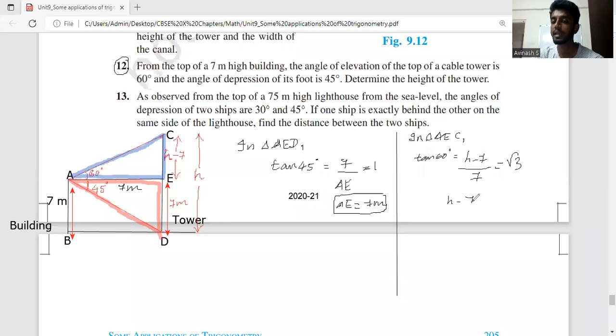So the next step you get H minus 7 is equal to 7√3, and you get H equals 7√3 plus 7. Minus 7 goes to the right side, becomes plus 7. So this 7 can be taken as common out. You get 7(√3 plus 1) meters. So this common out step is not so important, but it's better you do it for simplicity reasons. So you take the 7 as common out, and wherever you have 7, you get 1 in the place. This is the height of the tower.